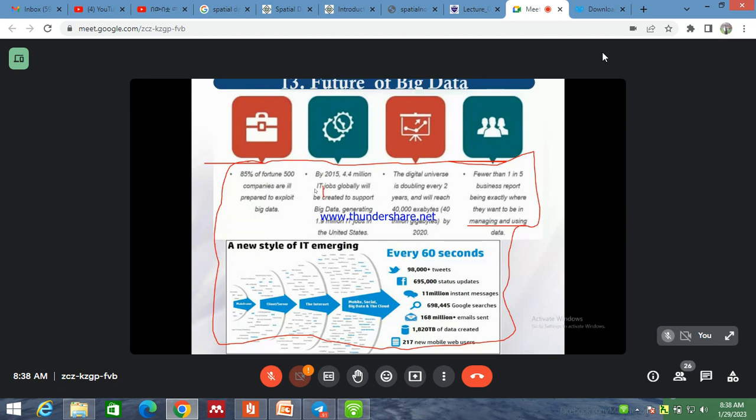They are busy, so data science is not an easy job. The digital universe is doubling every 2 years and will reach 40,000 exabytes by 2020. You see how data is increasing. Fewer than 1 in 5 businesses are expected to manage using data.